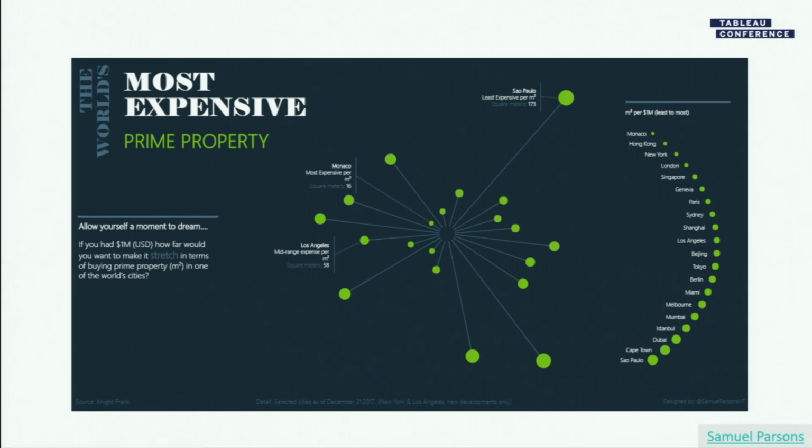In his example, he looked at which of the major cities in the world has the most expensive property. So if we look at it on top, the title introduced the dashboard and its purpose. The subtitles further explain the core questions that Samuel is asking. If you look at the chart in the center, the longer the stretch, the more space you will be able to buy with $1 million US.